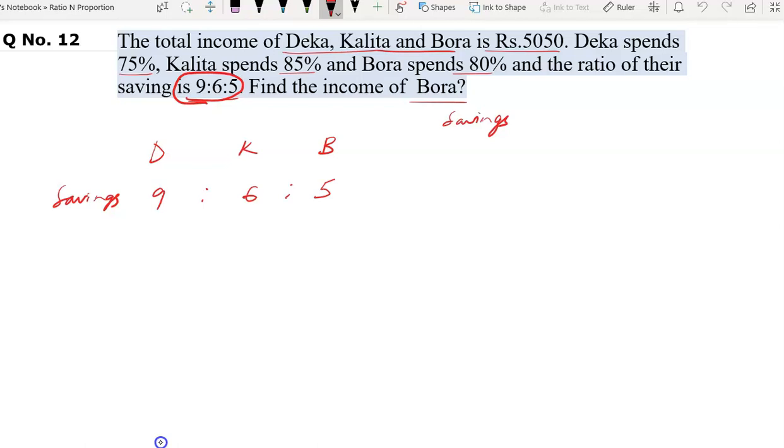Savings will be 100 minus 75, which is 25%. So for Deka, saving is 25%, and in fraction we know it's 1/4. Kolita spends 85%, so expenditure is 85%. So for Kolita, savings will be how much? 100 minus 85, which is 15%, and 15% in fraction we know it's 3/20.